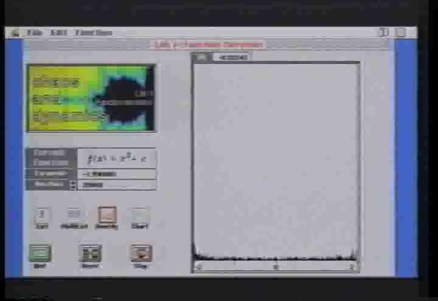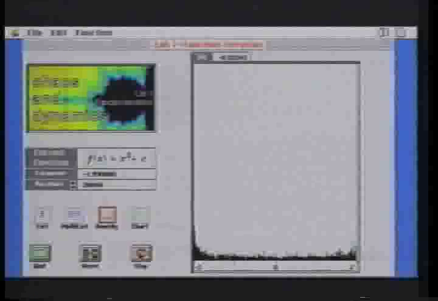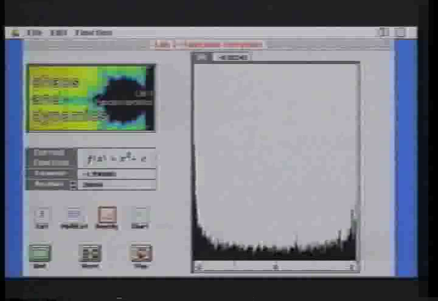And what you see is that this orbit essentially fills up the entire interval between plus and minus 2. It visits every little subinterval a number of times. So there really is no pattern to this particular orbit. As I said, this is an example of chaotic behavior, one of the more interesting topics in contemporary mathematics.